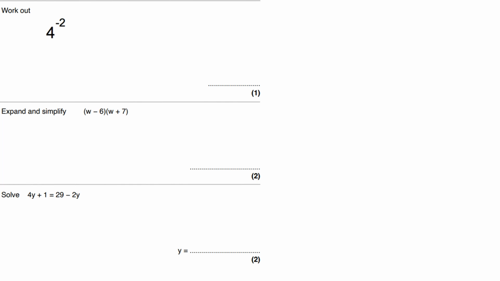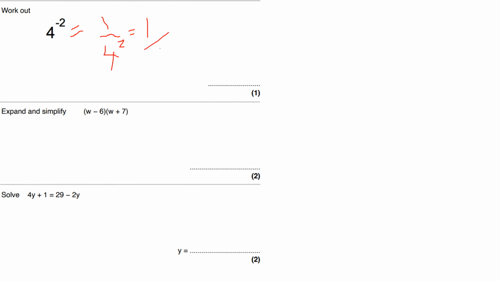Okay, let's go. So this first one, work out 4 to the power of minus 2. So negative power makes it 1 over, so it reciprocates it. There's 1 over 4 squared, which is 1 over 16. So my answer is 1/16.